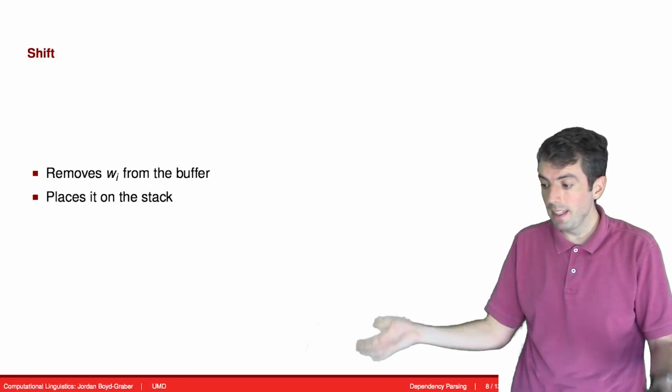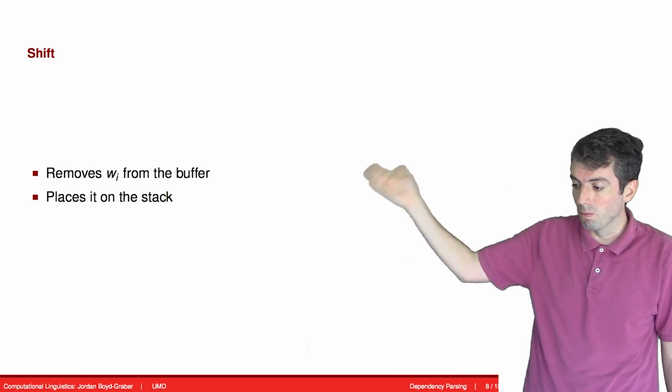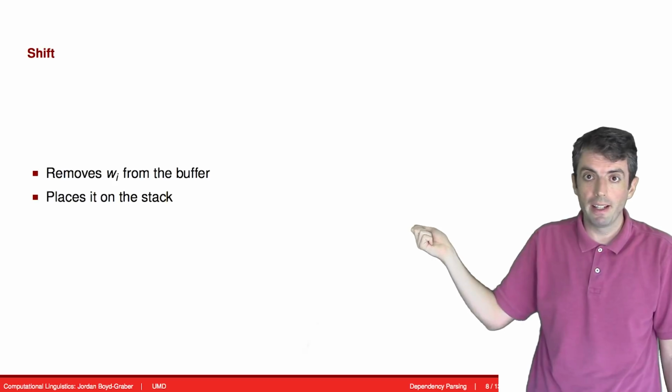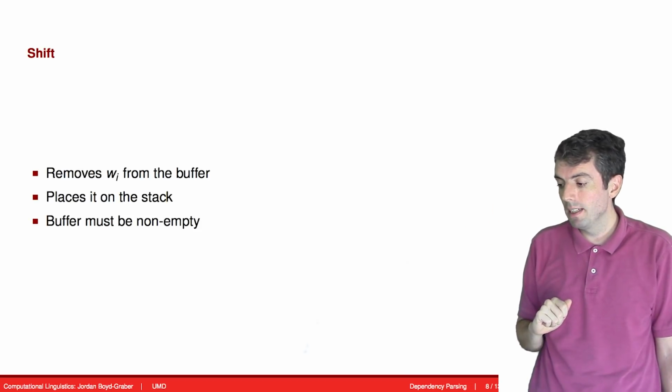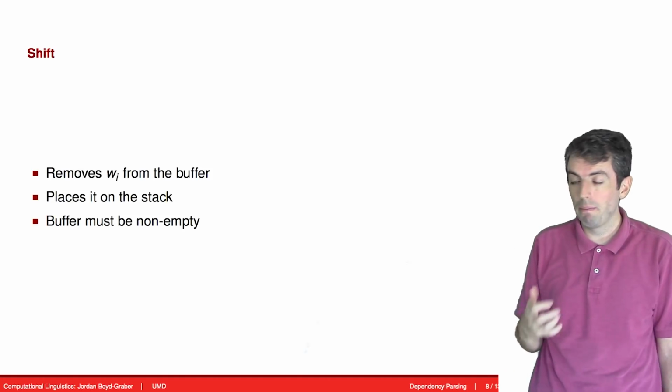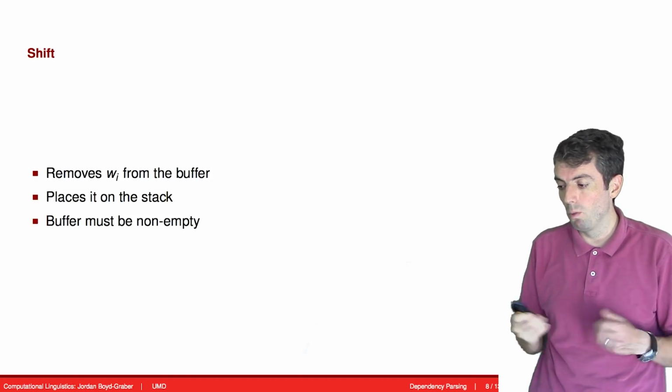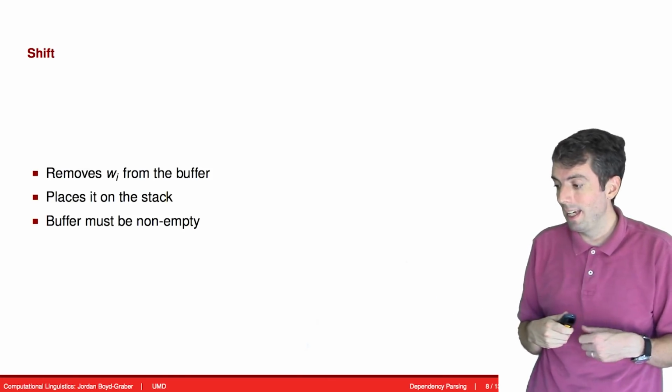Shift is by far the easiest. You take one word from the buffer, you put it on the stack. Obviously the buffer can't be empty. Let's now see an example of these actions and what it looks like in practice.